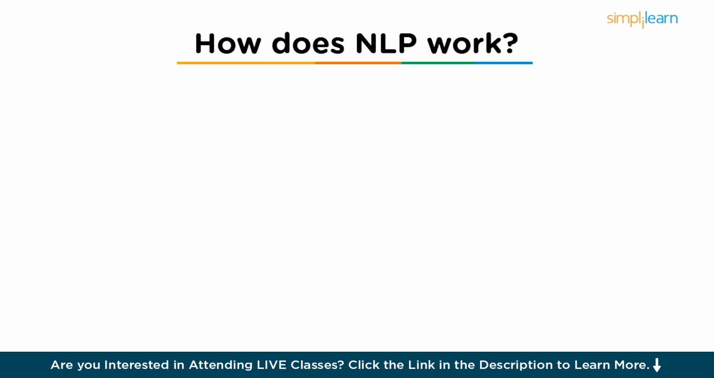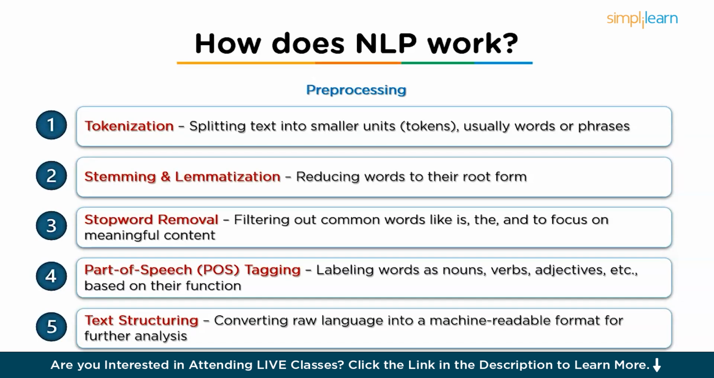Words can have multiple meanings, sentences can be structured in different ways, and context plays a huge role in understanding. When we speak or write, we don't just string together random words. We follow patterns, use slang, and even convey emotions through our tone. So how does a computer, which only understands numbers, make sense of all this? Let's see. The first step in NLP is pre-processing the text, which involves breaking down raw language into a structured format that a machine can understand.